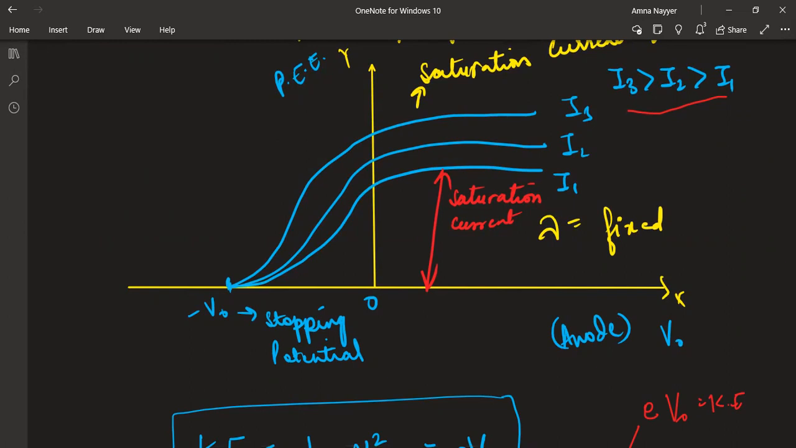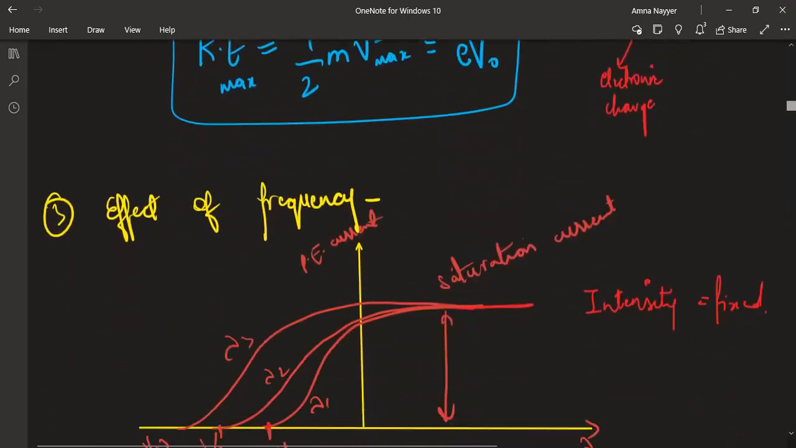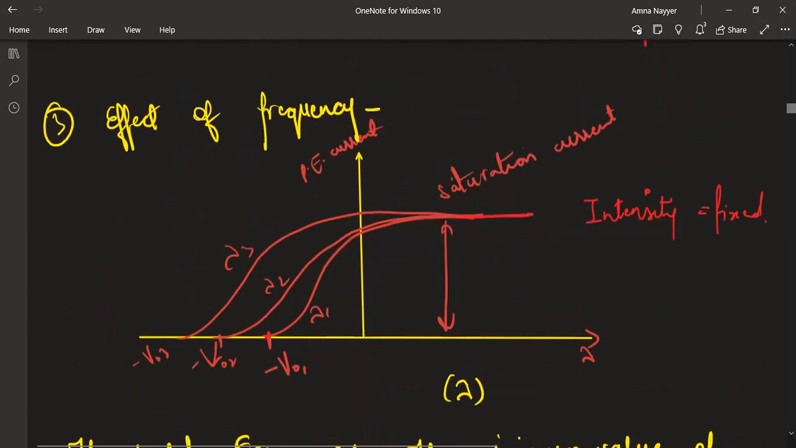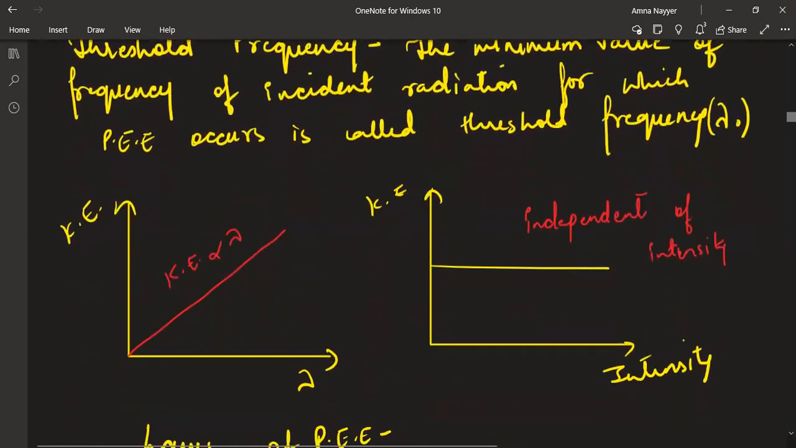This value of current is known as saturation current. Frequency remains fixed, and class, this is asked: I1, I2, I3 will be given, and you will be asked which intensity is greater, because that checks whether you know the first graph or not. Fine. Then coming to the third graph, when intensity is fixed, the currents will increase, but all of them will reach the same point. And kinetic energy is independent of intensity, but directly proportional to frequency.